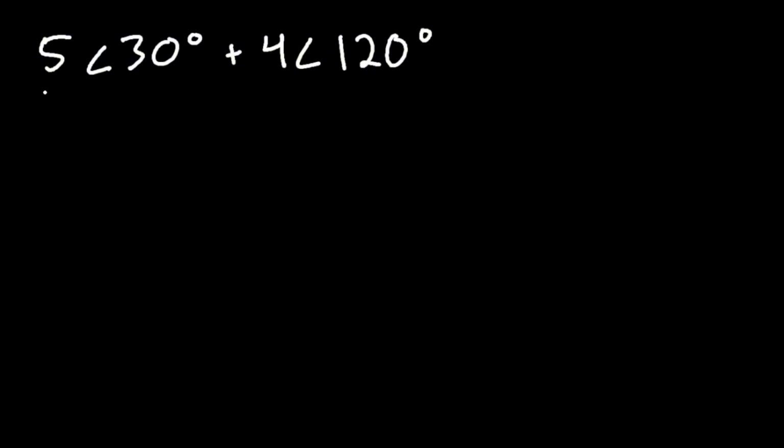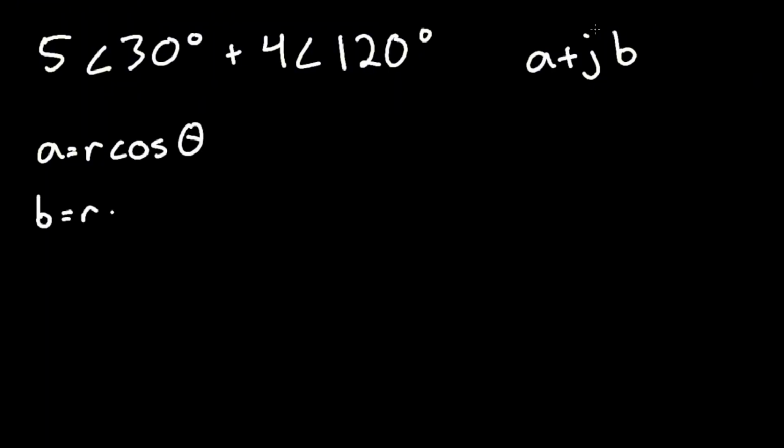So, first things first, let's turn 5 and 30 into rectangular coordinates. Well, how do you do that? Well, the format for a complex number is a plus jb. J is the imaginary number, and a is simply equal to r times the cosine of theta. And b is equal to r sine of theta. R is the magnitude of your polar coordinate, and theta is the angle of your polar coordinate.